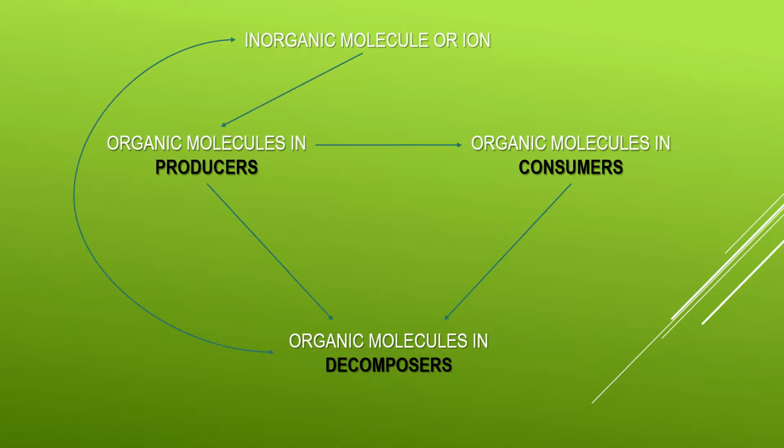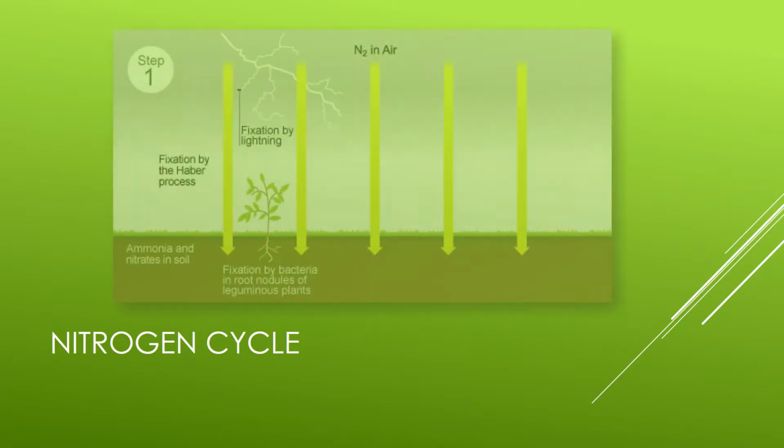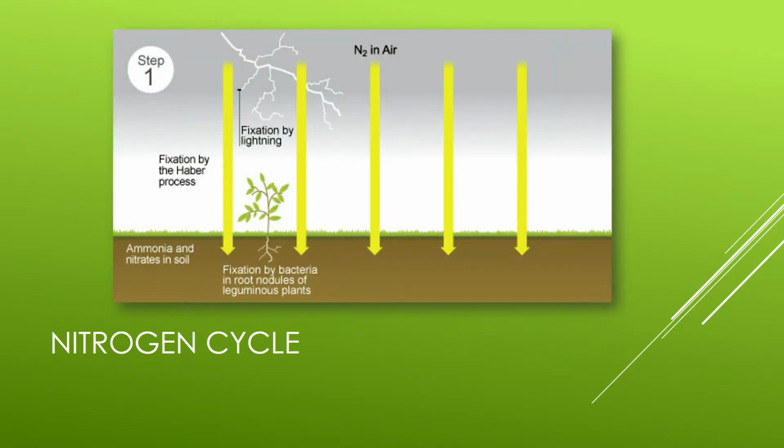Next, we're having a look at the nitrogen cycle. This starts with nitrogen gas in the air. The gas will be converted to nitrate compounds by nitrogen-fixing bacteria in the soil. Lightning can also turn the nitrogen in the air to nitrate compounds. The Haber process also converts nitrogen gas into ammonia. This is then converted into nitrate compounds again by nitrifying bacteria in the soil.